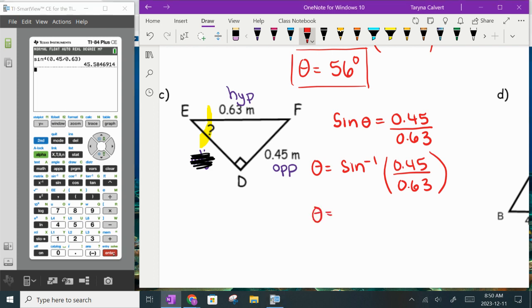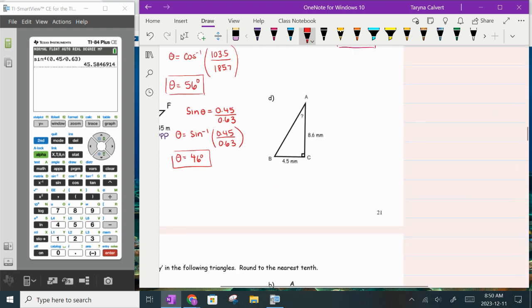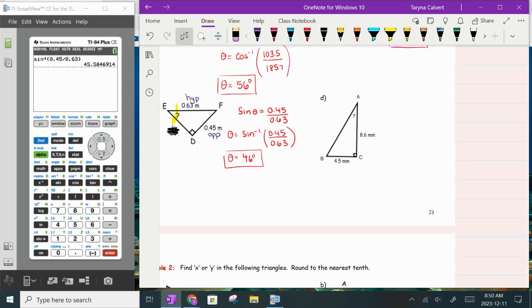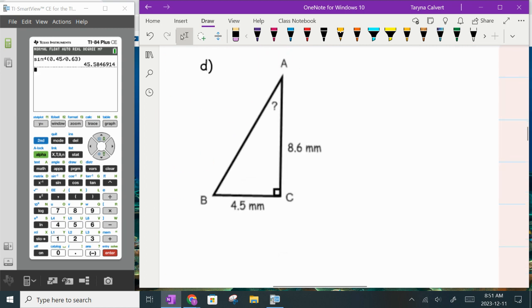So did you guys get 46 when we round to the nearest degree? Because it's 45.5, so it's a 0.5, so it rounds up. Pardon? Right, and then the last one, guys, what trig ratio are you using? Perfect, good job. So finish that one.